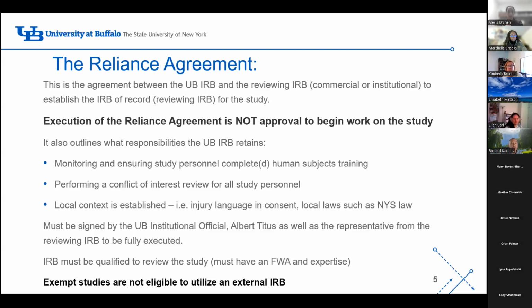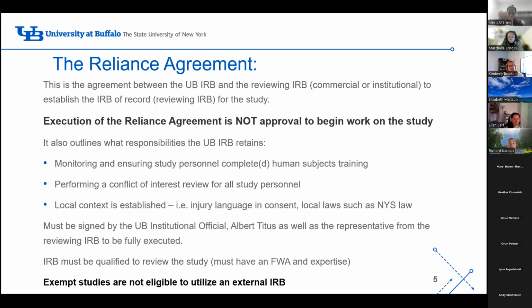In most cases with the commercial IRBs, they know our injury language and have our local laws. The more common ones like WCG have our local context already, and will ensure that it's in there. But in some cases, it is up to the PI. If they know that our injury language is missing from the consent, it's also their responsibility to make sure that our injury language is included. Injury language is probably the most important thing.